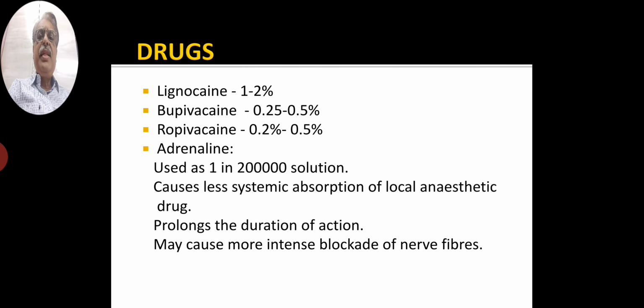Now we will see which drugs are used during epidural anesthesia. Lignocaine 1 to 2%, bupivacaine 0.25 to 0.5%, ropivacaine 0.2 to 0.5%. Adrenaline is used in a 1 in 2 lakh solution. It causes less systemic absorption of the local anesthetic drug. It prolongs the duration of action. It may cause more intense blockade of the nerve fibers.